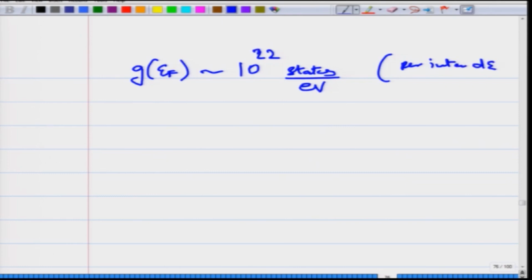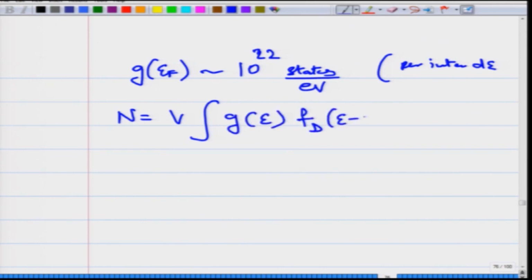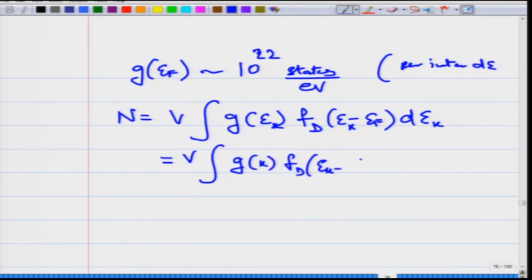For example, this is typically in copper. Per electron volt you have this many number of states which are available. Now, if you go back and look at the total number of particles, then the total number of particles can be written as G of E Fermi Dirac (E minus Ef) dE, which is the same as writing it as G of k Fermi Dirac (Ek minus Ef) dk.